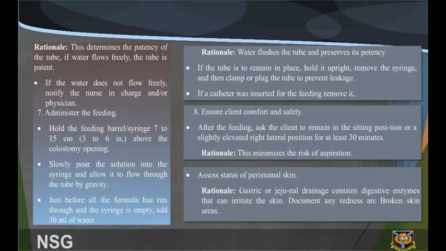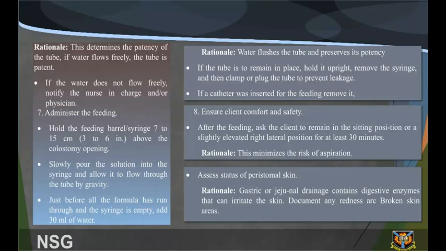Ensure client's comfort and safety. After the feeding, ask the client to remain in the sitting position or a slightly elevated right lateral position for at least 30 minutes. This minimizes the risk of aspiration.